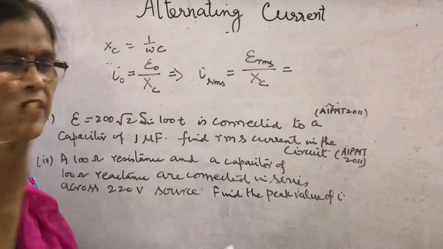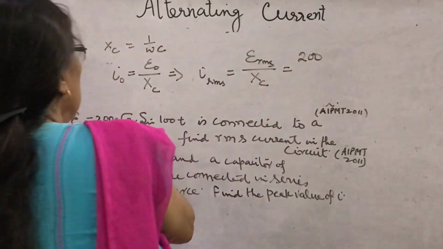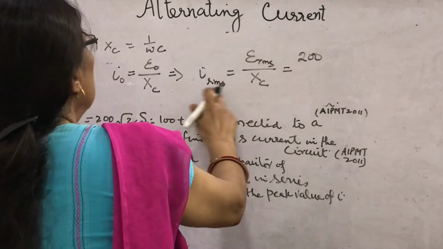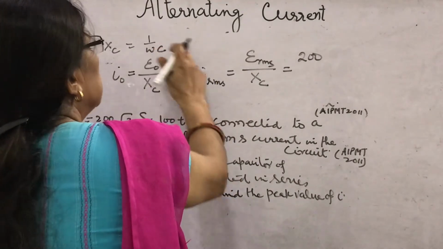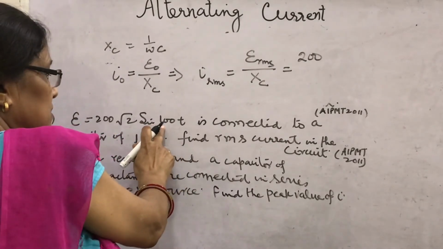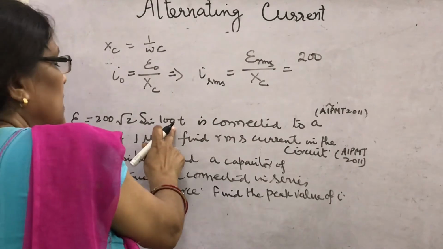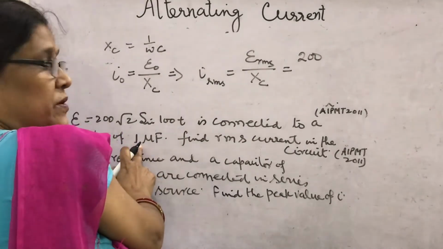What will you get here? This is 200, because 200 upon root 2 will be the IRMS, upon XC. XC is 1 upon omega C. What is this here? Sine omega t. Omega is 100 and C is 1 microfarad.